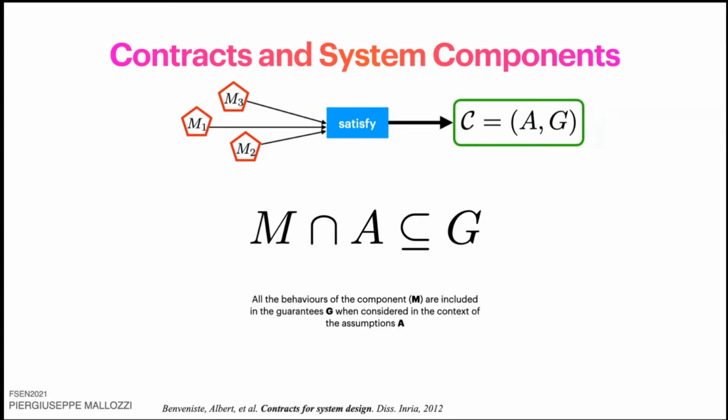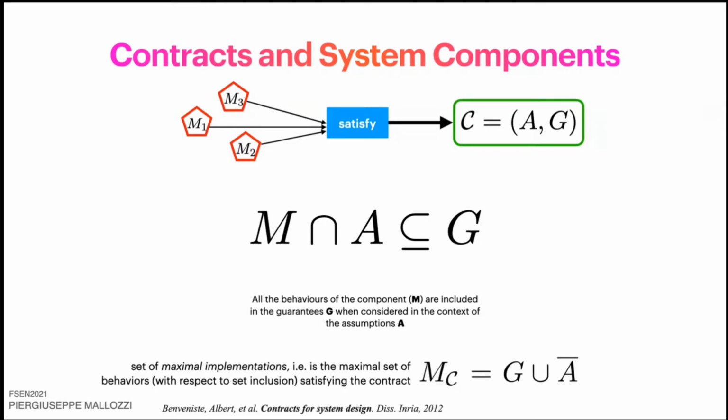Okay, so we can also define this component, which represents the maximum implementation that we can have. What does it mean, the maximum? It means that it includes all possible behaviors that satisfy the contract, where this symbol denotes the complement of the assumptions.